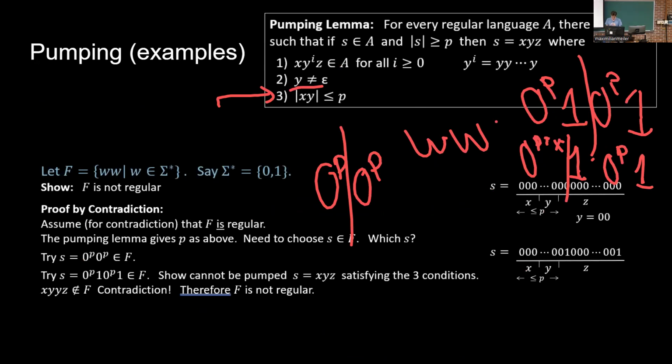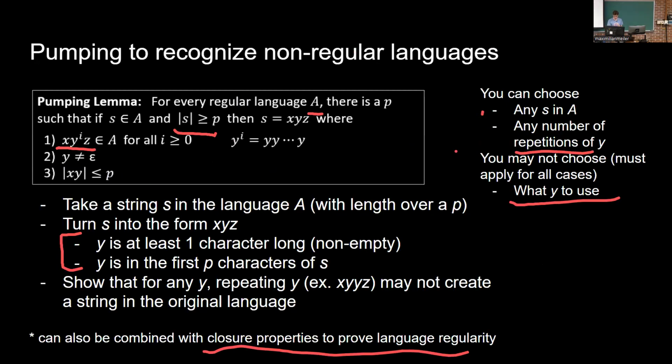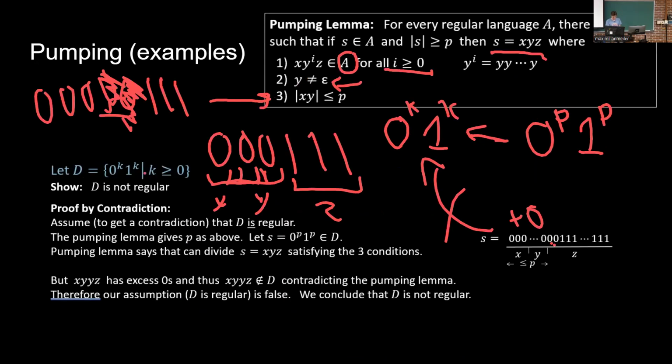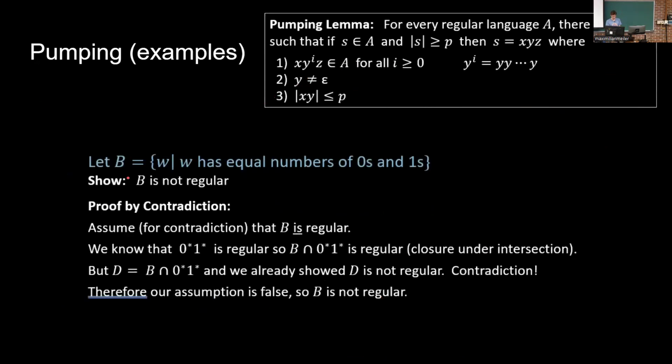We'll move on to the last example, which actually utilizes the closure properties exclusively. And this is actually a kind of interesting way as well. So back here, we proved that 0 to the k, 1 to the k was irregular, right?